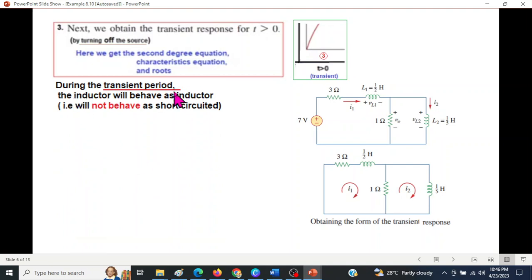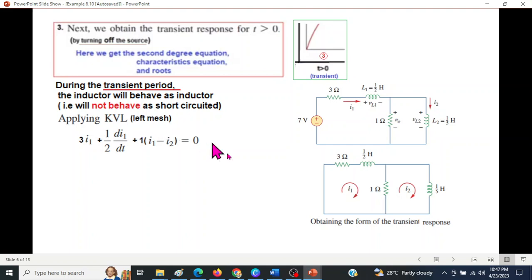During the transient period, the inductor will behave as inductor. This is a very funny statement that I have made, but just keep in mind, we have learned earlier that inductors become short circuit for DC. But in this case, it will not become short circuit because we are in transient. So transient is kind of an AC. So it will not behave as short circuit, so it will remain in the circuit as it is.